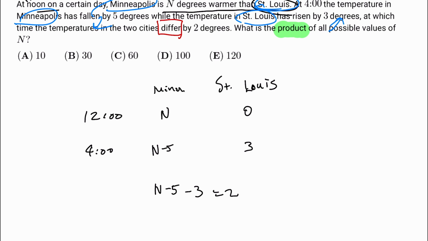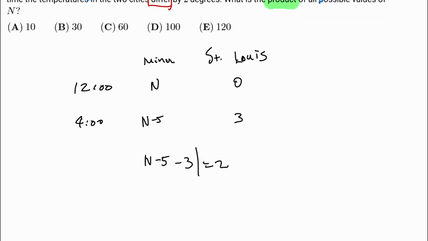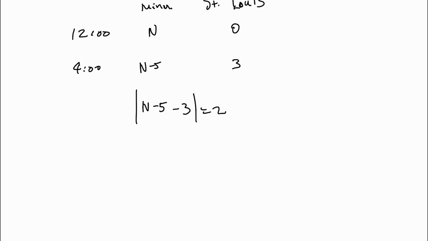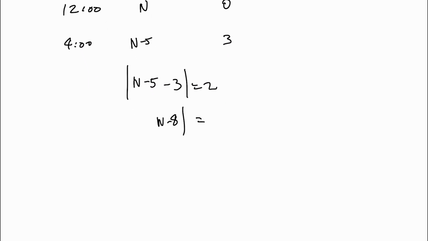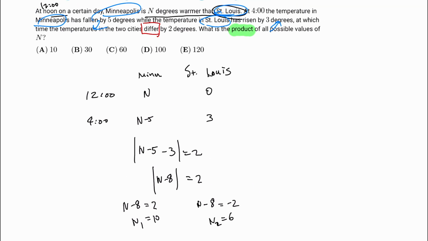Well, if we take a look, differ doesn't say if St. Louis has a higher temperature or Minneapolis has a higher temperature, which means that it is the absolute value of this, which means that the absolute value of n minus 8 is 2. One case, n minus 8 is actually 2. We get n is 10. And the other case is n minus 8 is negative 2, in which we get n is equal to 6. Well, the product of 10 and 6 is simply going to be equal to 60, or answer choice C.